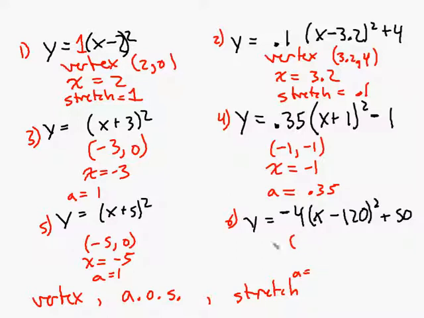Okay, the last one, our vertex is 120, 50. Our axis of symmetry then is x equals 120, and a, our stretch, is -4.